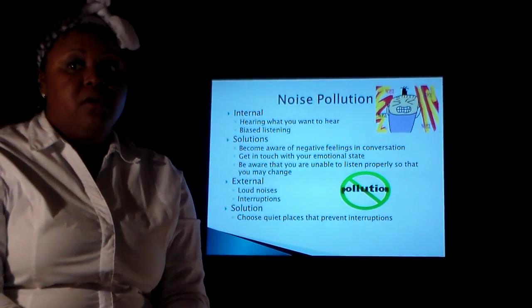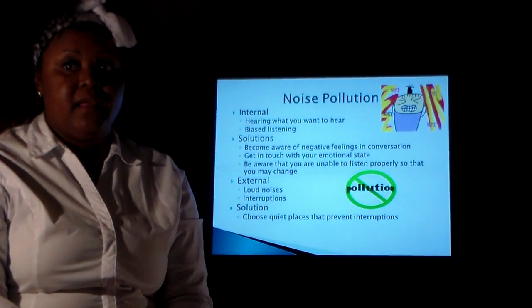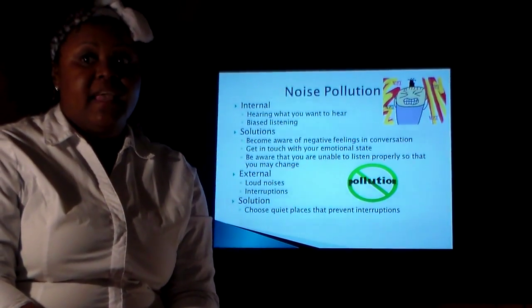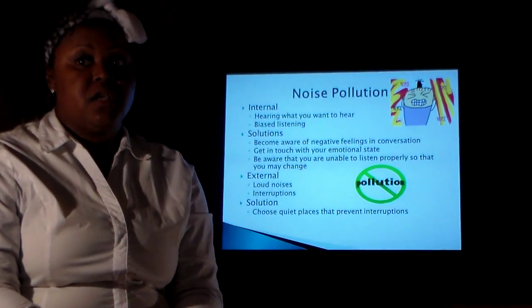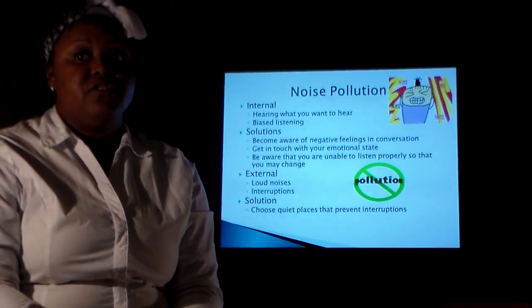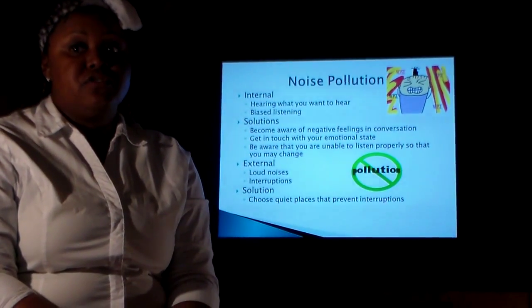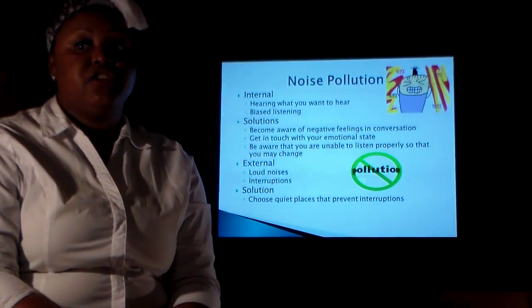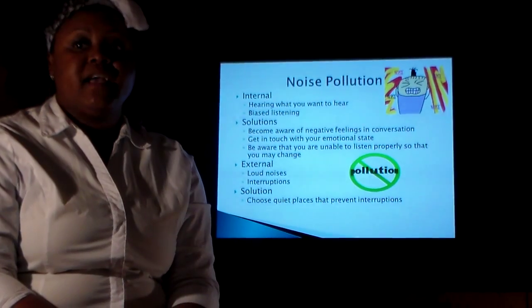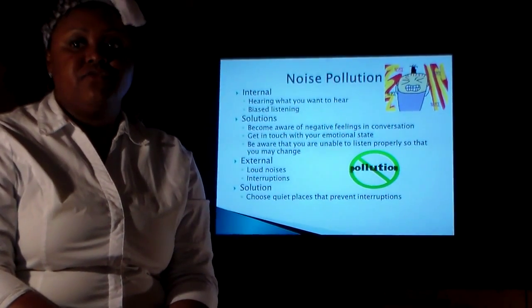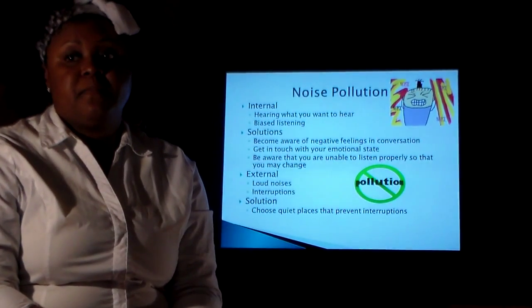Next slide. Now we'll talk about noise pollution. They can be internal or external. Internal include hearing what you want to hear, as I previously stated, biased listening. External is loud noise or interruptions. So solutions for internal would be becoming aware of the negative feelings in conversation, getting in touch with your emotional state, being aware that you're unable to listen properly so that you can change. And solutions for external loud noise and interruptions would be to choose quiet places and to prevent interruptions.